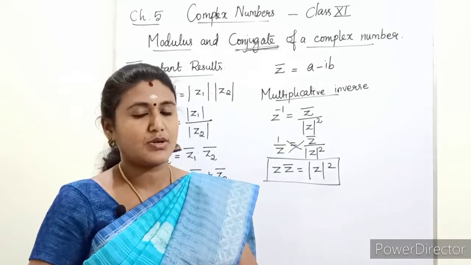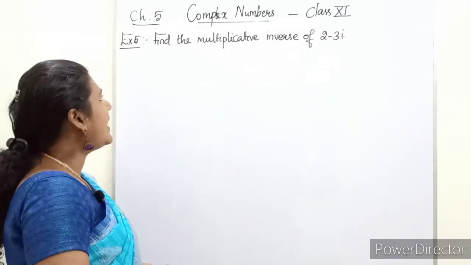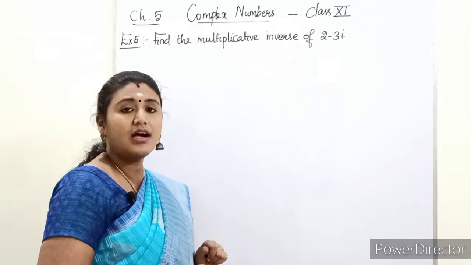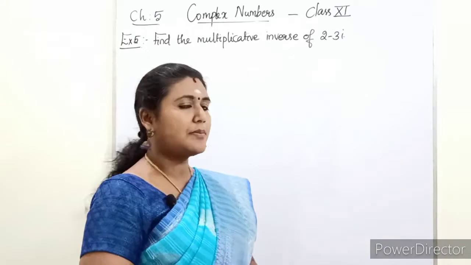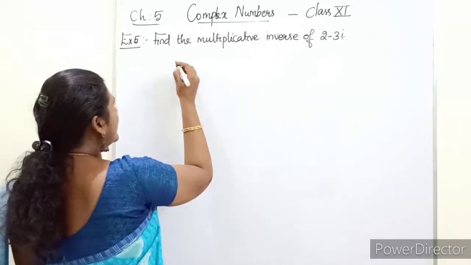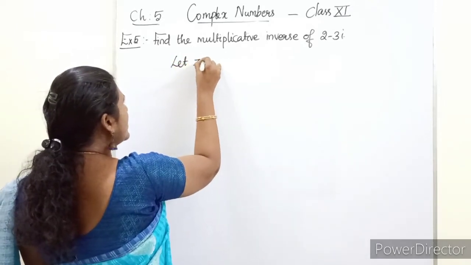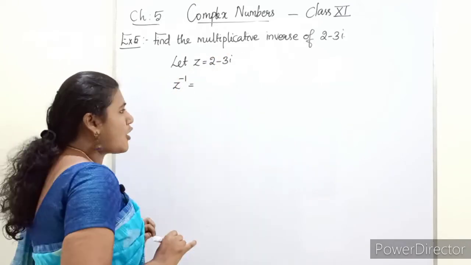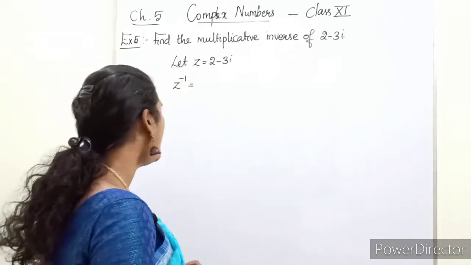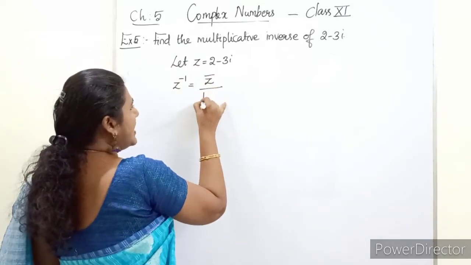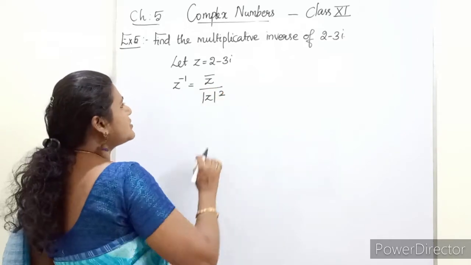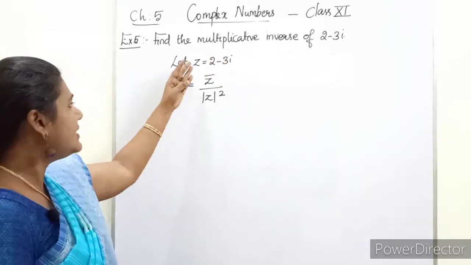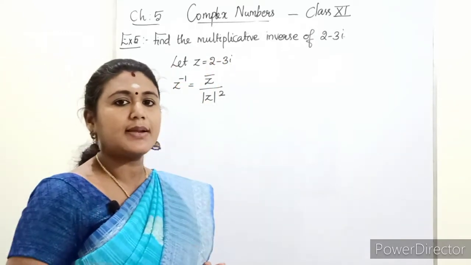Now we will see some example questions. Example 5: find the multiplicative inverse of 2 minus 3i. We denote the complex number as z. Let z is equal to 2 minus 3i. For the multiplicative inverse, we just learned the formula: z inverse is equal to z bar divided by mod z the whole square. So we will find the conjugate and the modulus of the given complex number, then substitute in the formula to get the multiplicative inverse.